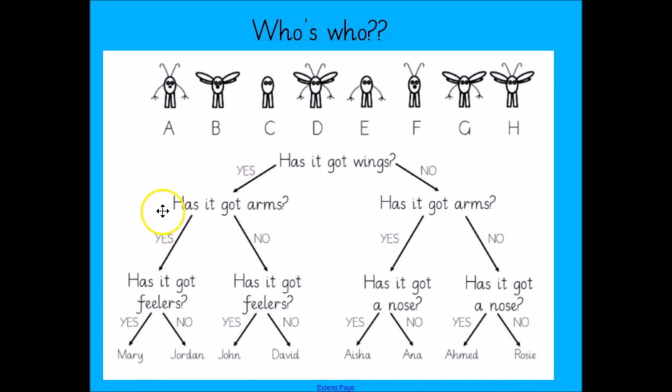Let's start with A. Okay, take a good look at A over here. Now, we're going to go to the very first question. Has it got wings? No. So then we go over to this branch of our classification chart. Has it got arms? Clearly, yes. Then the next question, has it got a nose? Yes, right there in the middle of its face. So this must be Aisha.